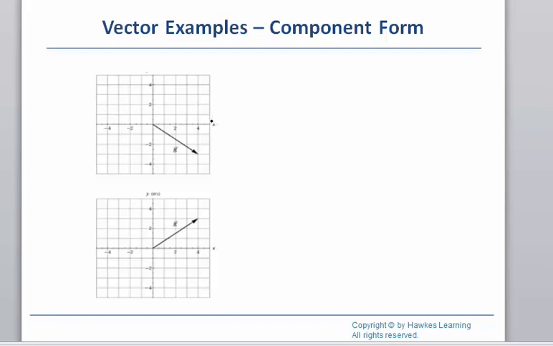Component form is a measure of the distance of the vector using a vertical component and a horizontal component. For our vector g, shown in the picture, if our starting point is here, our horizontal component is a positive 4. 1, 2, 3, 4. Our vertical component is a negative 3. 1, 2, 3. If we wanted to write this vector in component form, we would write the vector 4, negative 3 inside these brackets.